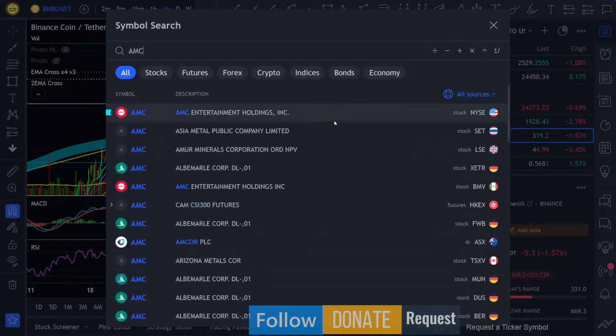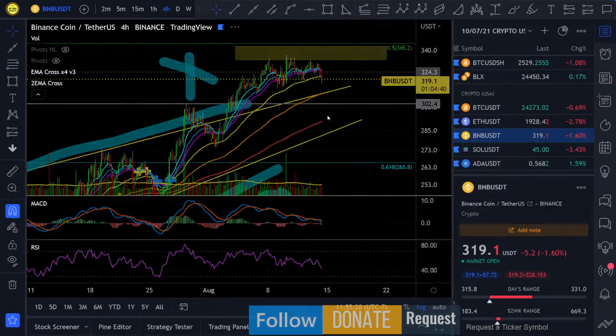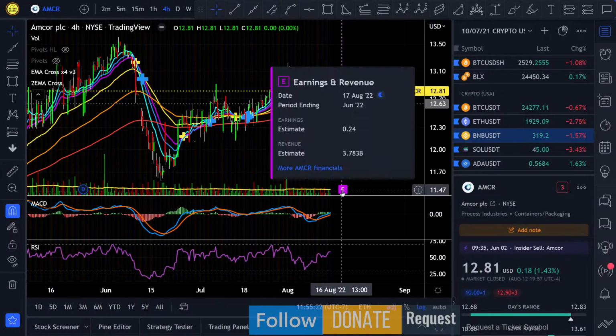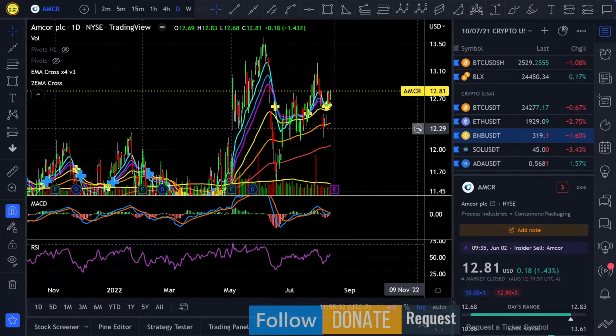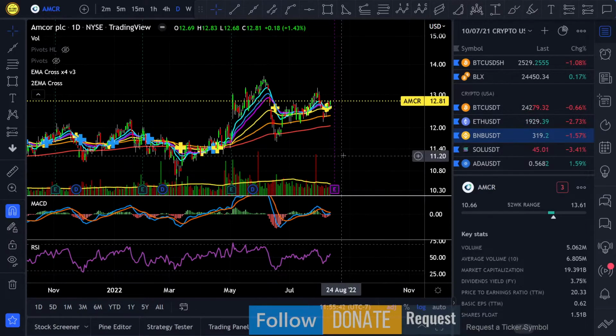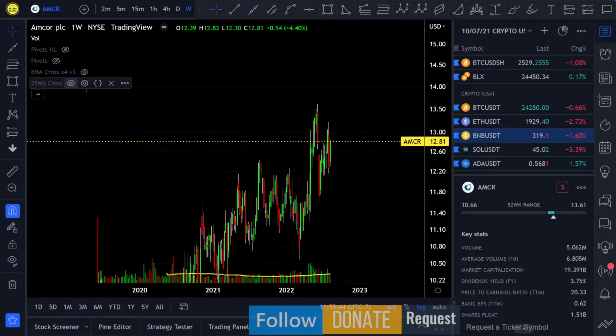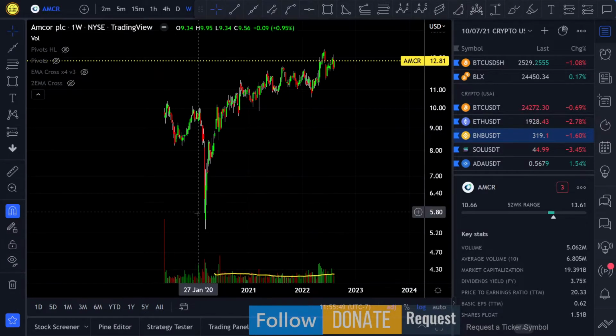Okay, we have a request, AMCR. Looks like a stock. The New York Stock Exchange. AMCR has earnings on August 17th in the PM. Okay, it's a packaging company. Let's just take a quick look here. Market cap 19 billion, 1.5 billion shares float. Okay, so let's take a quick look at this company, AMCR, on the weekly.